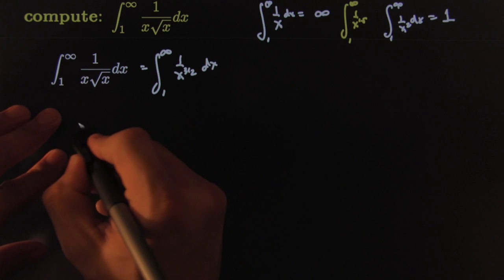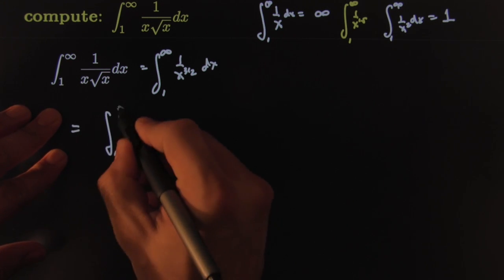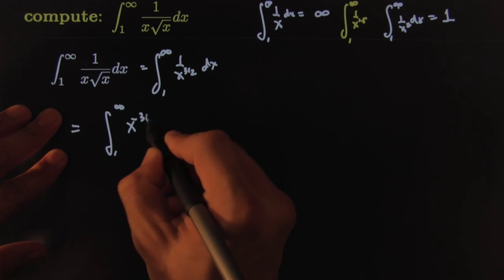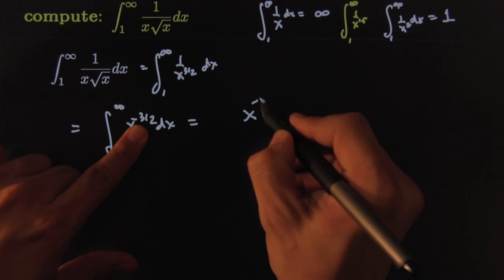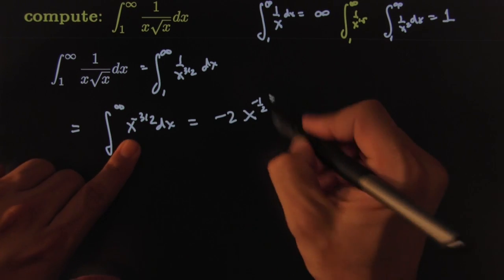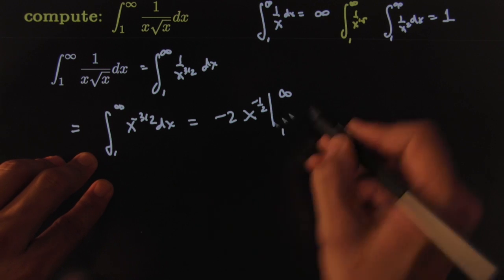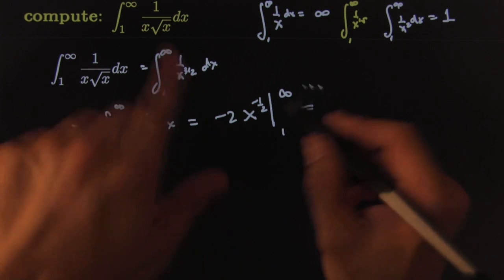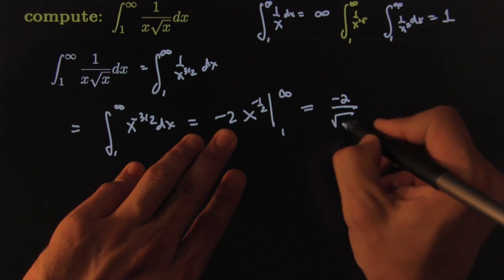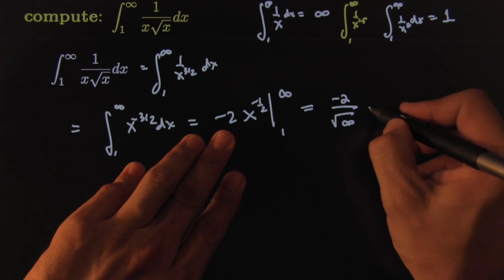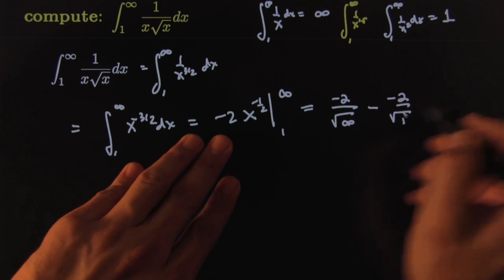With respect to x, that would of course become the integral from 1 to infinity of x to the negative 3/2 dx, which would become x to the negative 1/2 over negative 1/2. You add 1 to the exponent, you divide by the new exponent, and you go from infinity to 1. If you draw an indeterminate, go back and use your limits. If we don't, we're good. Negative 2 over the square root of infinity minus negative 2 over the square root of 1.